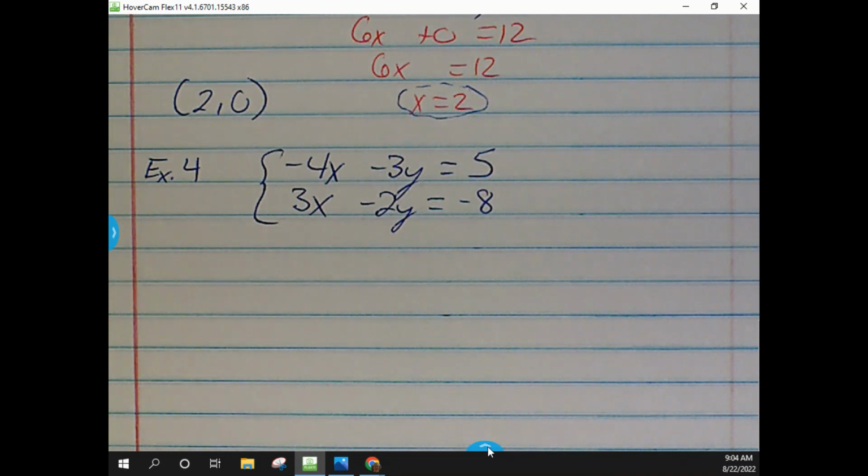There we go. So Josiah's got there. We're going to multiply the top and the bottom by some numbers, because if the numbers don't match up, we're going to multiply both rows.